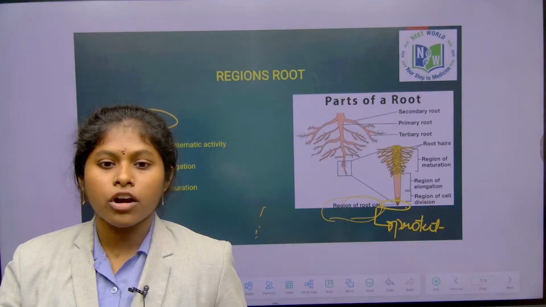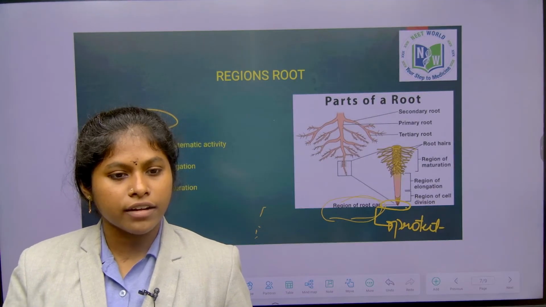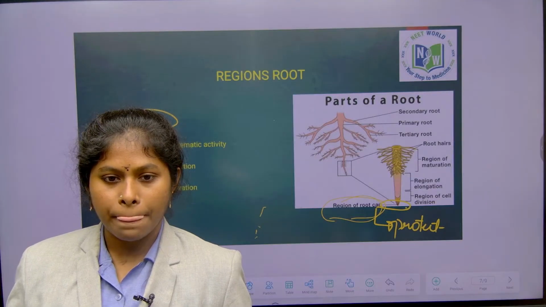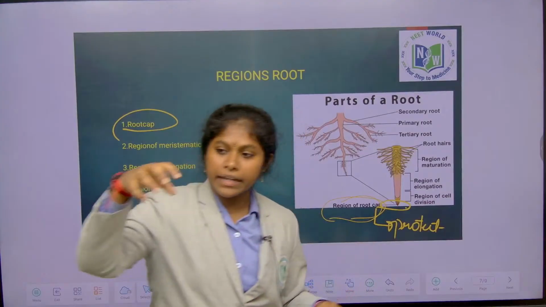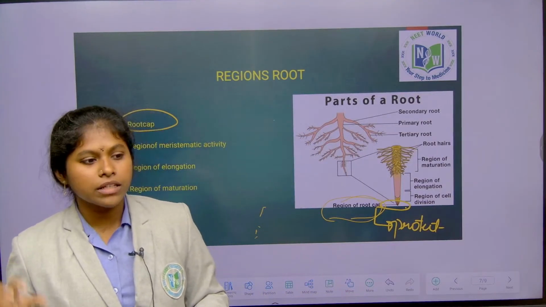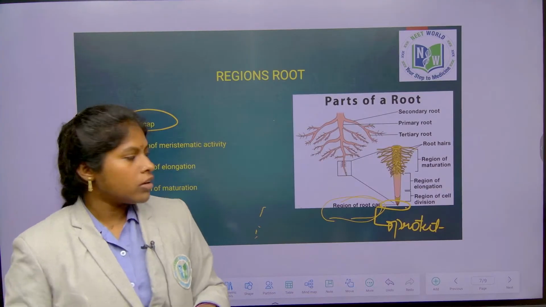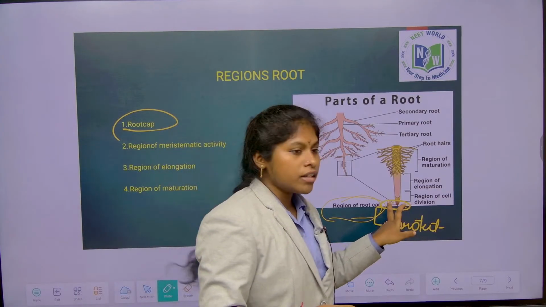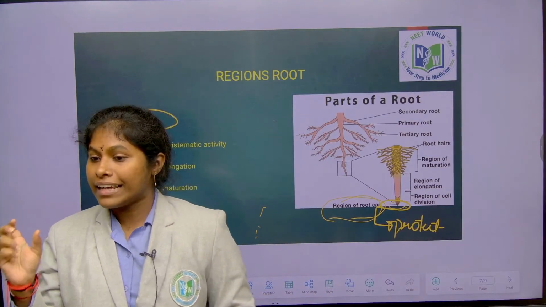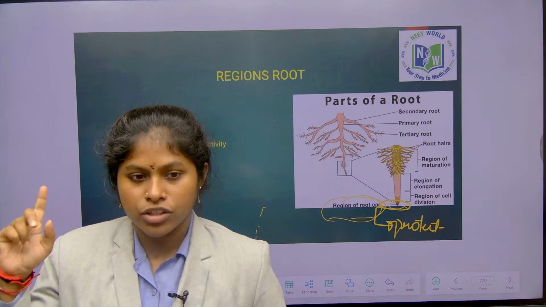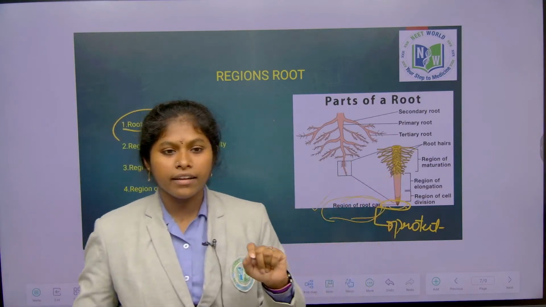The function of this root cap is to penetrate deeper into the soil. Every day we are not watering the plants, are we? No. So this root cap penetrates deeper into the soil and absorbs the water. It makes way through the soil, protecting the thin delicate cells, the tender region. The root cap is protecting the delicate region.